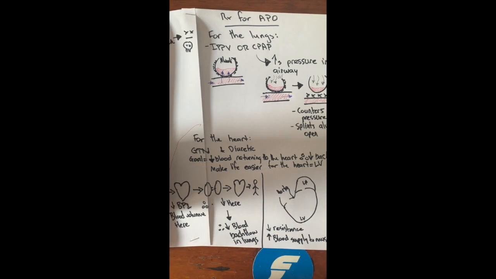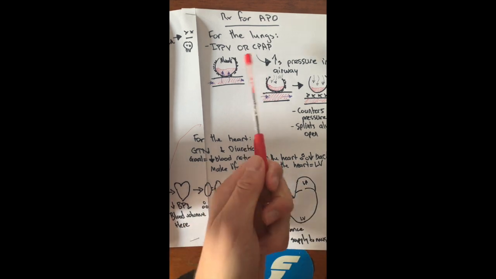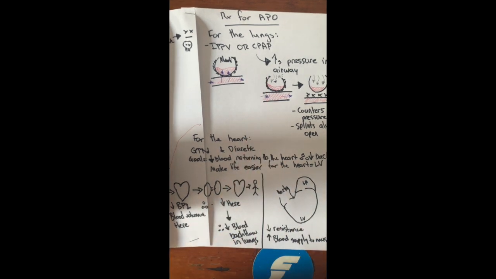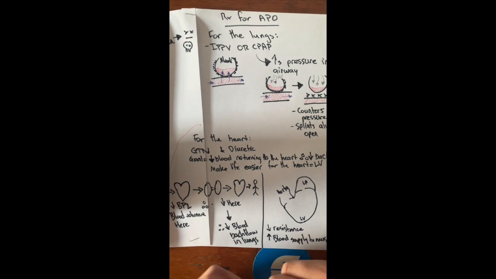So, treatment for APO. I want to break the treatment into for the lungs and for the heart. So let's talk about the lungs. We have IPPV, so when you're bagging a patient with a BVM, or we have CPAP. CPAP can be improvised. Essentially what we want to do for these patients is squeeze the bag as they're exhaling.